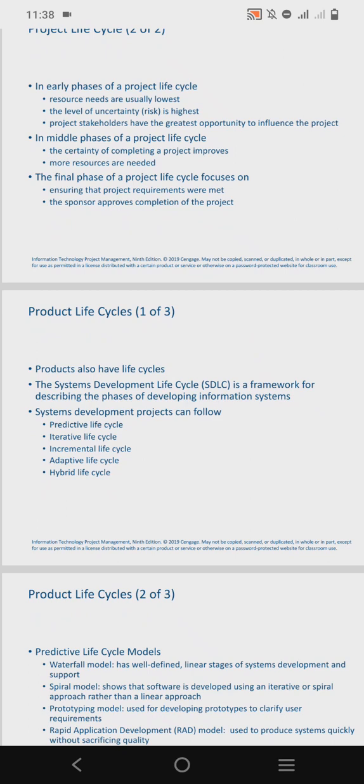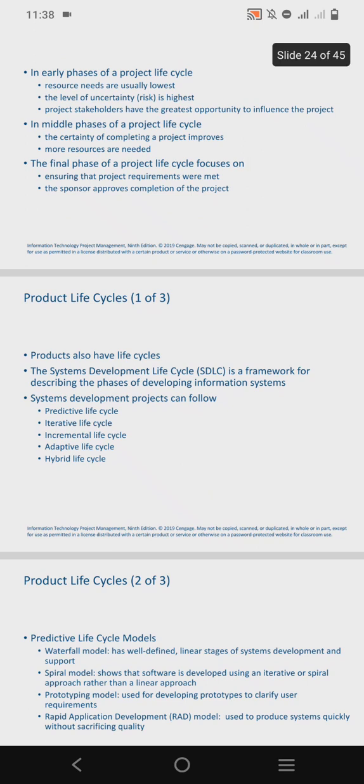And then the hybrid life cycle fuses elements together to create a new model or approach. For example, using the iterative or agile method. We'll talk about the agile method as we progress further in this chapter. So using the iterative or agile method for requirement gathering, and then using the incremental or sequential process to formalize deployment, all in one life cycle. So the hybrid fuses elements together to create a new approach.